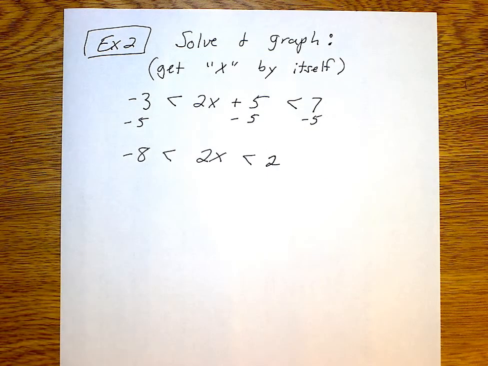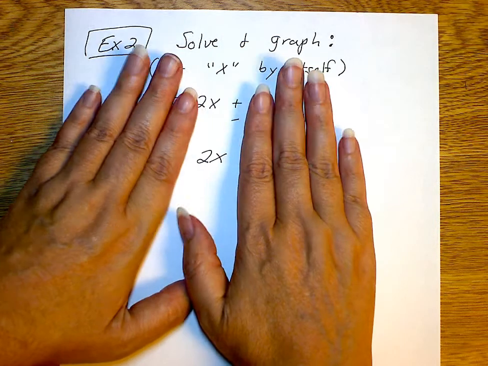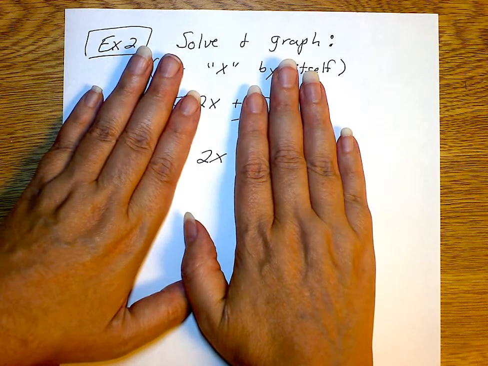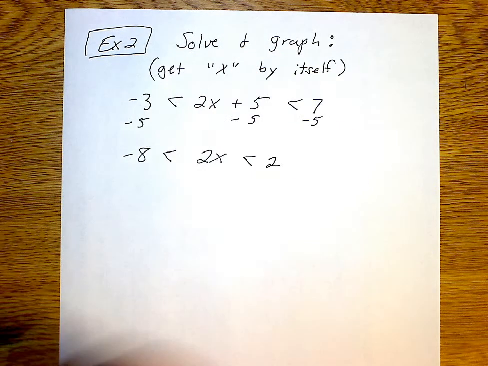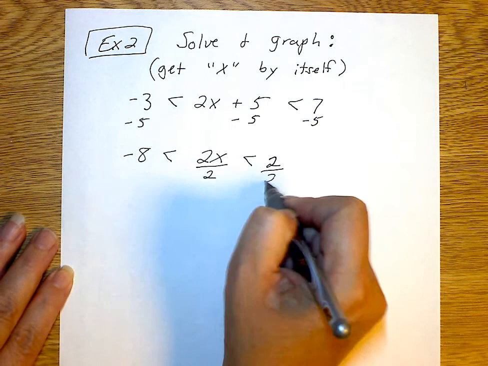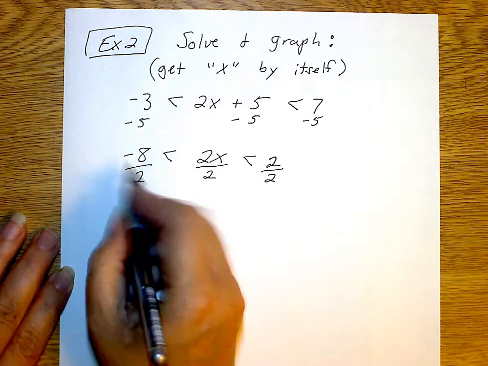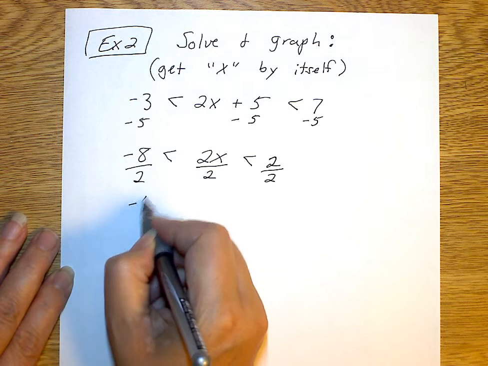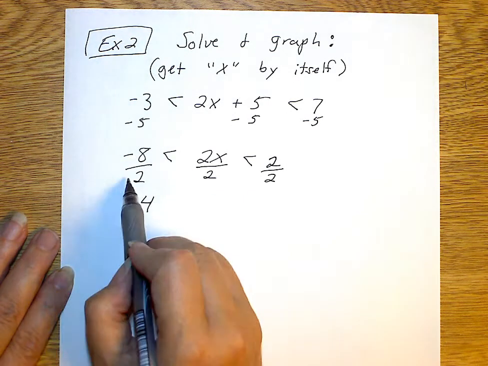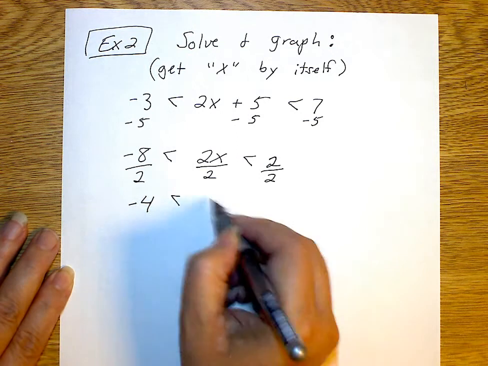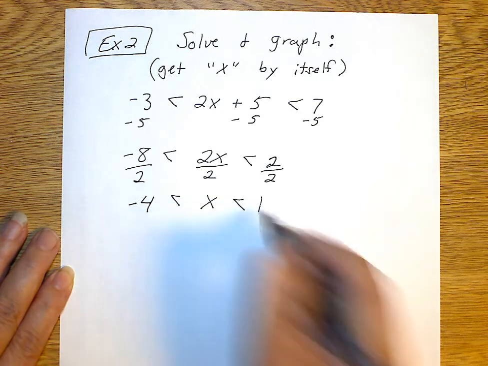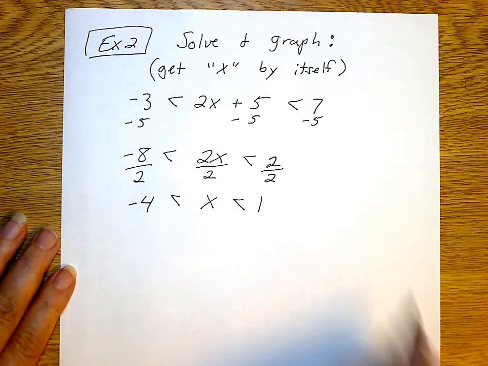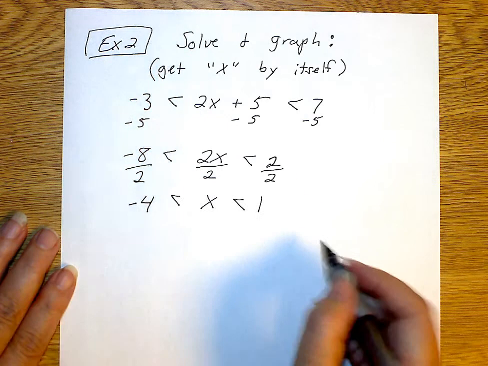Then you're still looking at the middle. How do I get x by itself? Divide by 2. So I'm going to divide by 2. So I have -8 divided by 2 gives me a -4. I have -4 less than x, which is less than 1. Now it says to solve and graph, so that means I have to graph this.